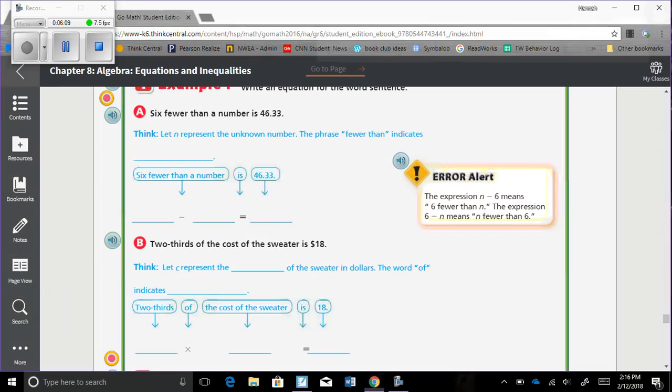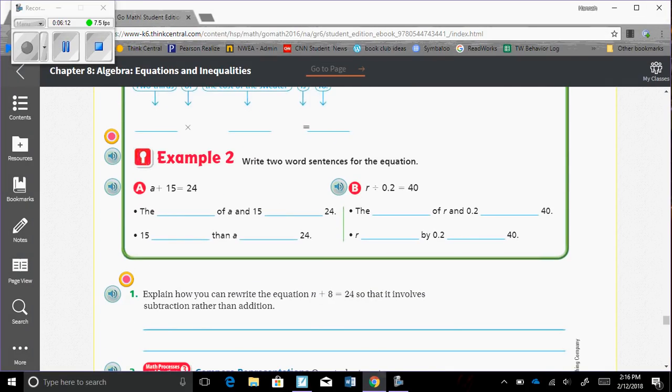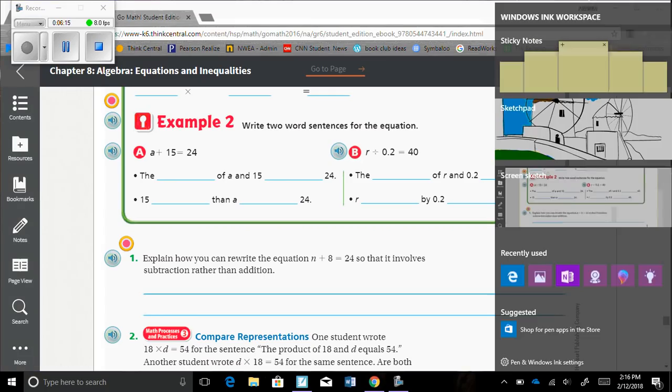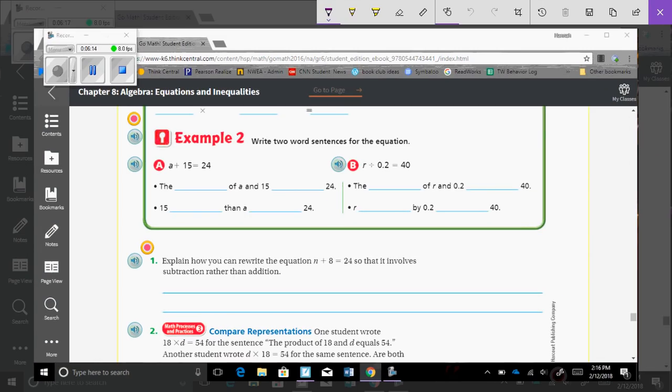Okay, go ahead and look down at example 2. Write 2-word sentences for the equation A plus 15 equals 24. Okay, so we're going to write this into the word. So if we have an addition sign there, that usually is going to mean the sum. The sum of A and 15 is 24. Another way that we could write that, because it says write 2-word sentences. Keyword 2, you got to write both of them.